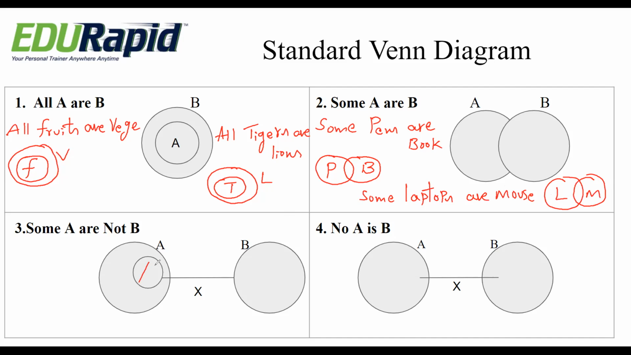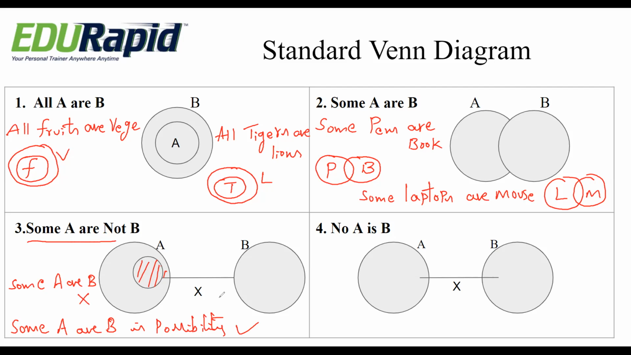That means some part of A is not B. In the statement, if they give some A are not B, and in conclusion, if they ask some A are B, then it does not follow, because they are telling some A are not B. Then some A are B does not follow. Also, if they ask some A or B is a possibility, then it follows, because here possibility can be there. Only some A are not B.